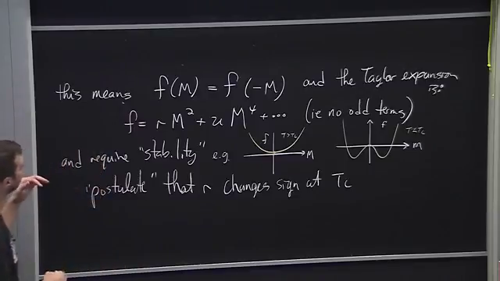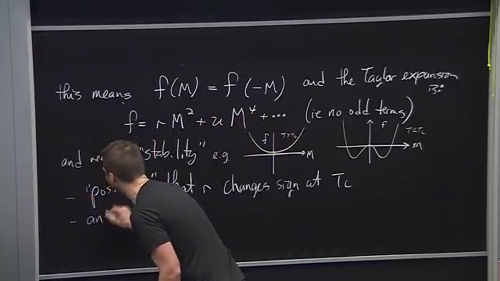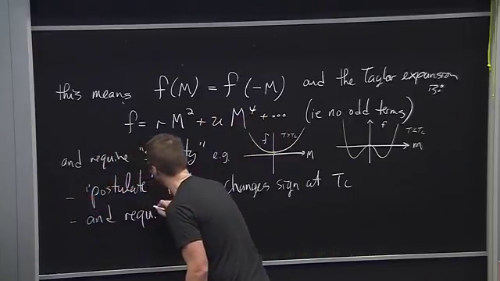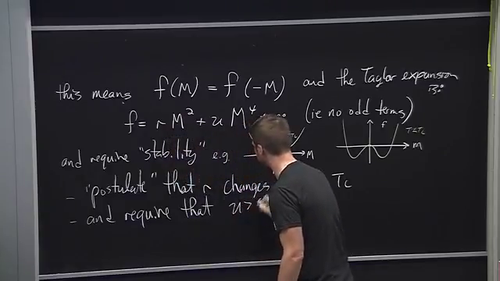So this is a very simple theory. It's called Landau theory, phenomenological Landau theory. But it's like too simple in some sense. Oh, let me just write that down. That last thing I say, require that U is greater than 0.